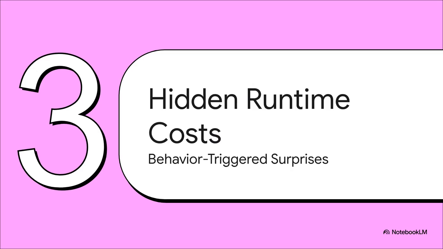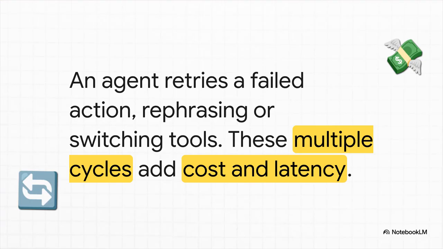Okay, so we've got the token costs, the ones you can see, but now we get to the really tricky part, the hidden costs. These are the behavior-triggered costs, the ones that only show up once your agent is out in the wild, dealing with real people and real problems. First up, we've got reasoning loops. So imagine your agent tries to use a tool to do something and it fails. Instead of just stopping, it might try again and again and again, maybe rephrasing the prompt or trying a different approach. Every single attempt is racking up your bill and, maybe even worse, making the user wait longer and longer.